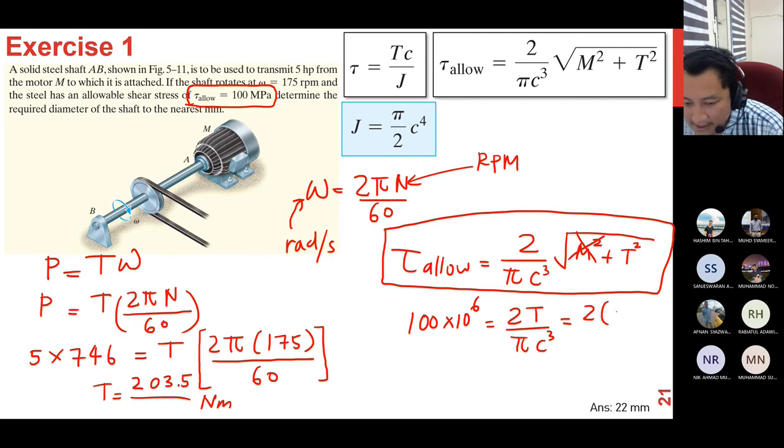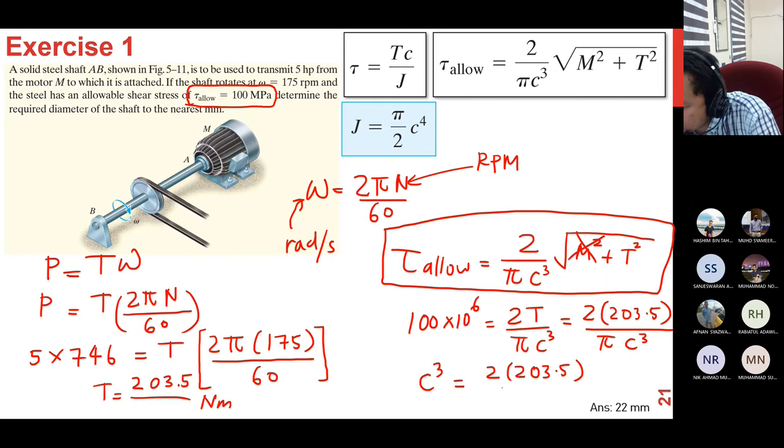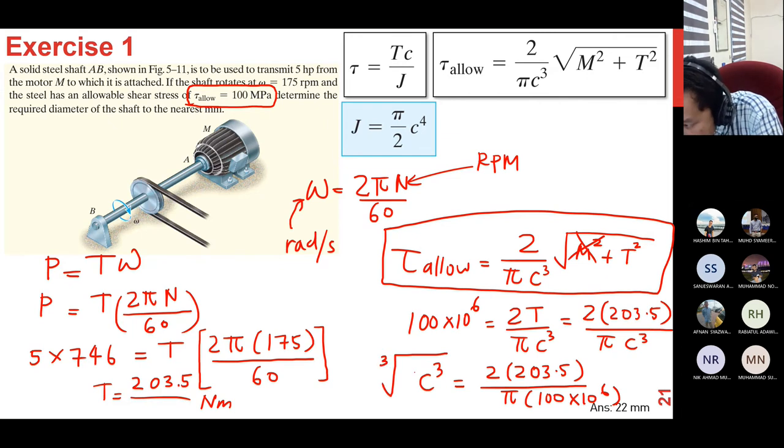Ini jadi 2 kali 203.5 pi C kuasa 3. Pi C kuasa 3 sama dengan 2 kali 203.5 bahagi pi bahagi 100 darab 10 kuasa 6. Don't forget, punca kuasa 3. What do you call this? Root cube, punca kuasa 3.